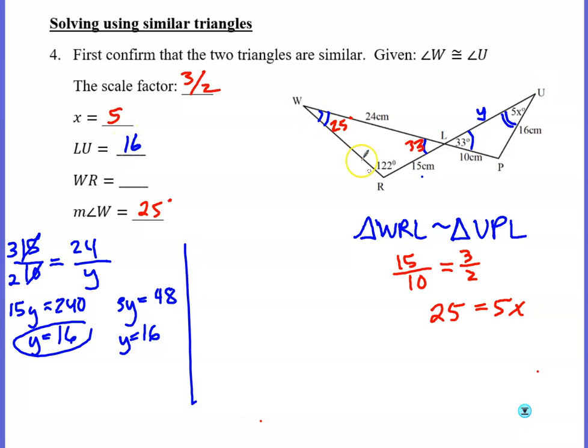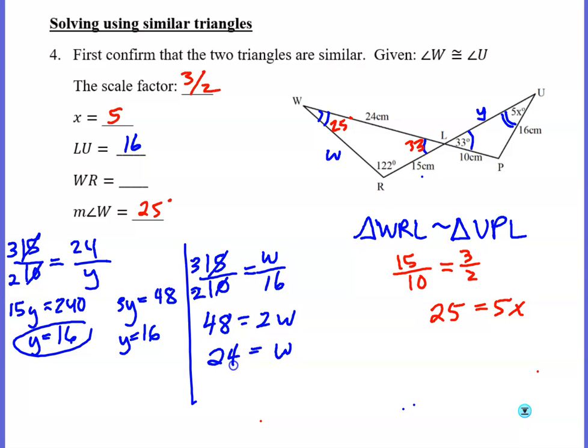All right, last but not least, we want WR, which again, you could put a variable in there. So I don't know, I guess I'll call it W. So I'm going to go back to my scale factor of 15 to 10, or you can use 3/2. It is easier to use the 3/2. So that would be my suggestion, but some people just immediately go back to that side. So 15 is to 10, as since W is in the left triangle, it would be W over its corresponding side, which is 16. Again, I would reduce it to 3/2. You don't have to. It just makes the math easier. So I get 48 equals 2W, so W equals 24 as well.